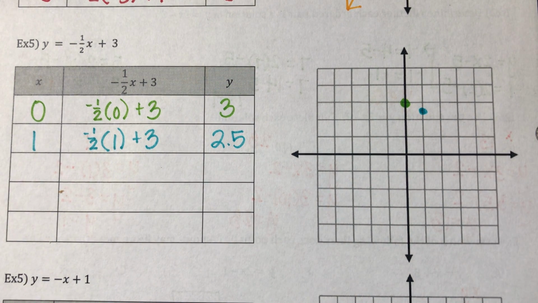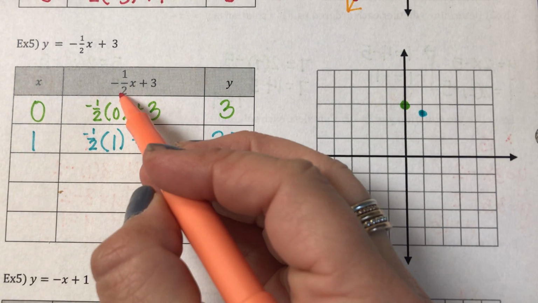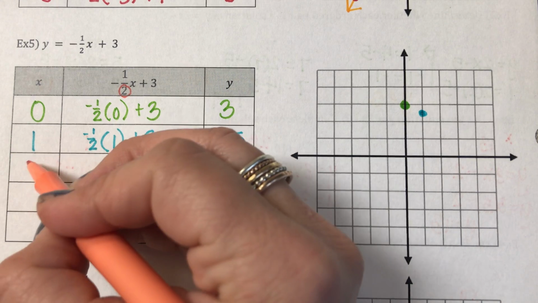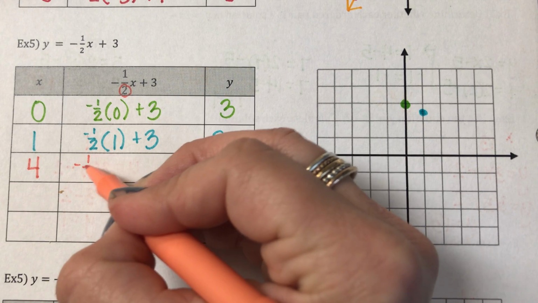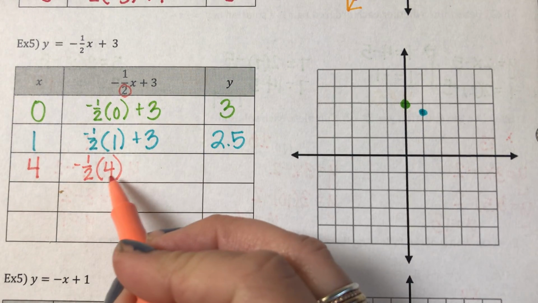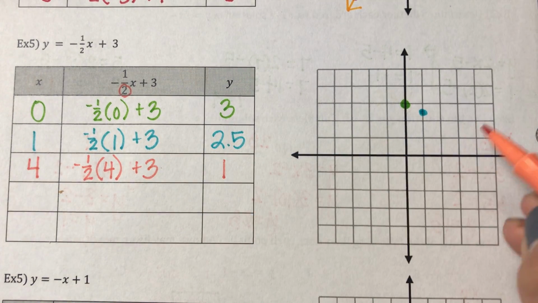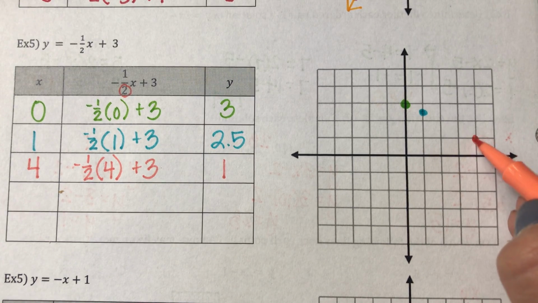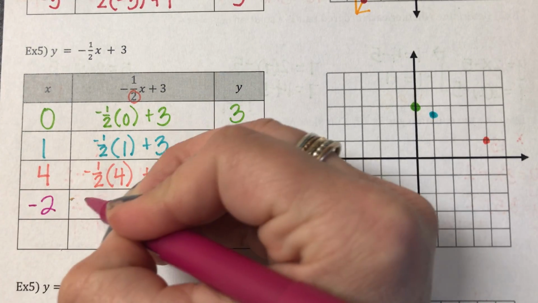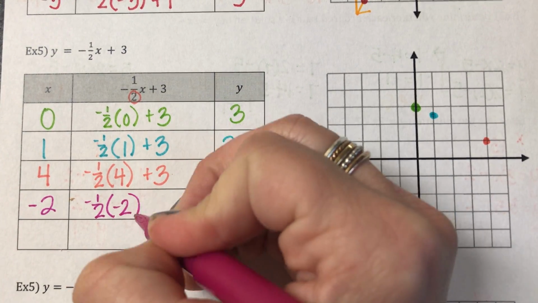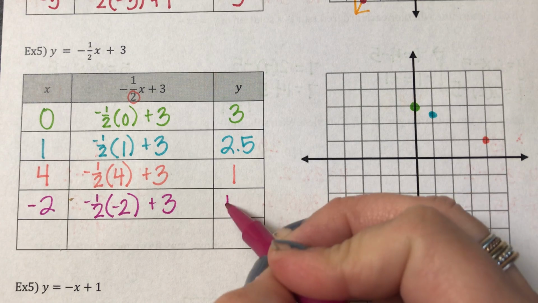Okay, which is fine, but I would rather not have to deal with decimals and graphing things in between and all of that. So I'm going to pick multiples of 2. Okay, that's like 2, 4, 6, 8. Because, look, if I pick the number 4, what's half of 4? It's 2, and then it's -1/2 of 4, so that's -2 plus 3 is 1. So 1, 2, 3, 4, 1. Okay, then I could even do, let's do -2. What's a negative times a negative? It's a positive. So that would be +1 plus 3 is 4.